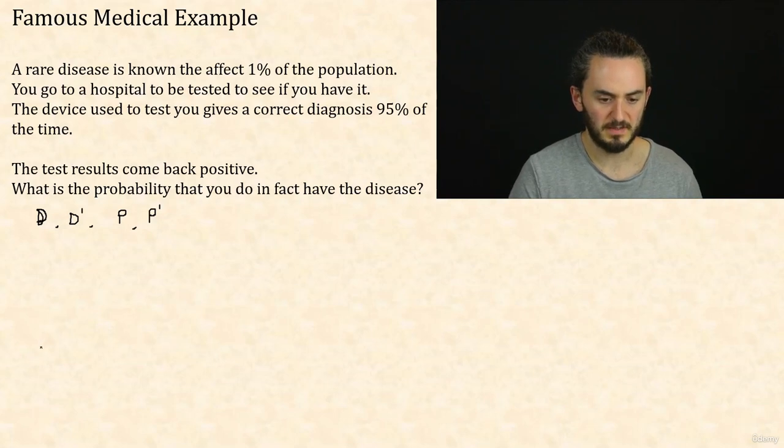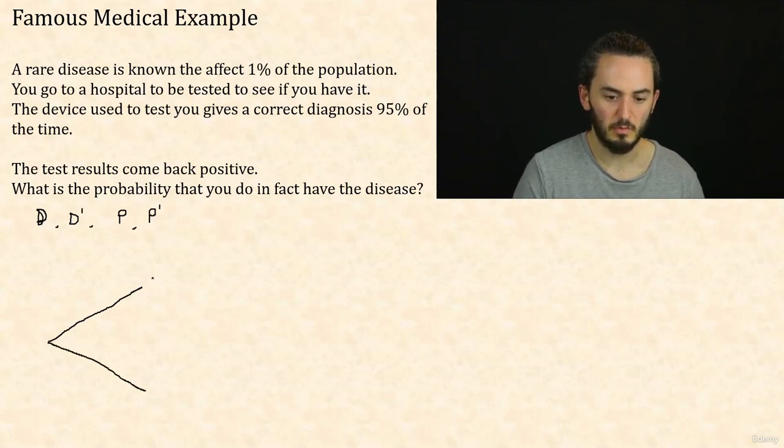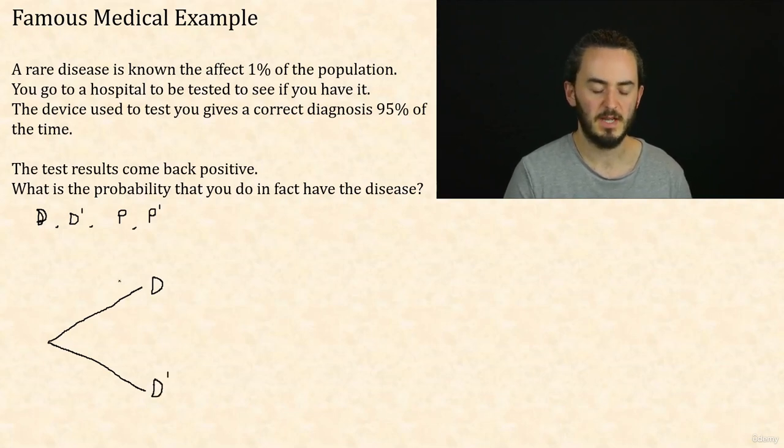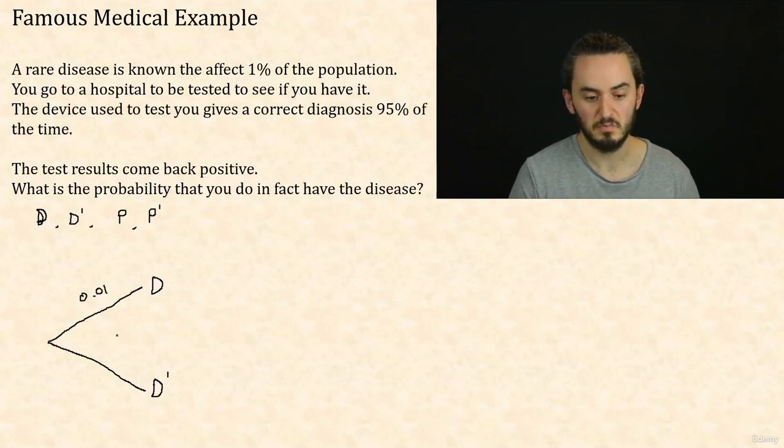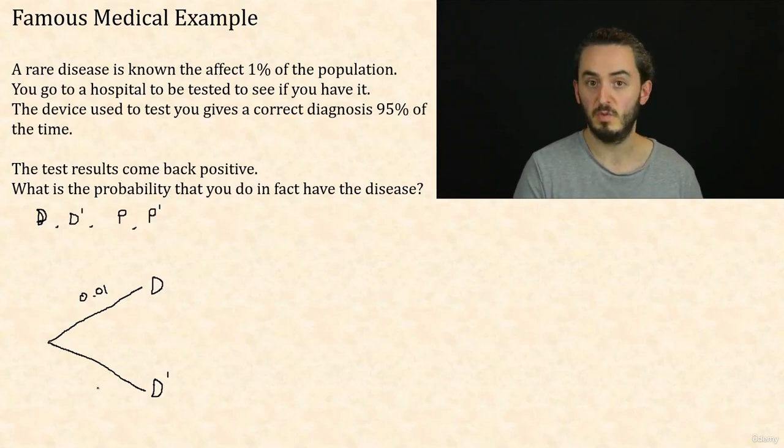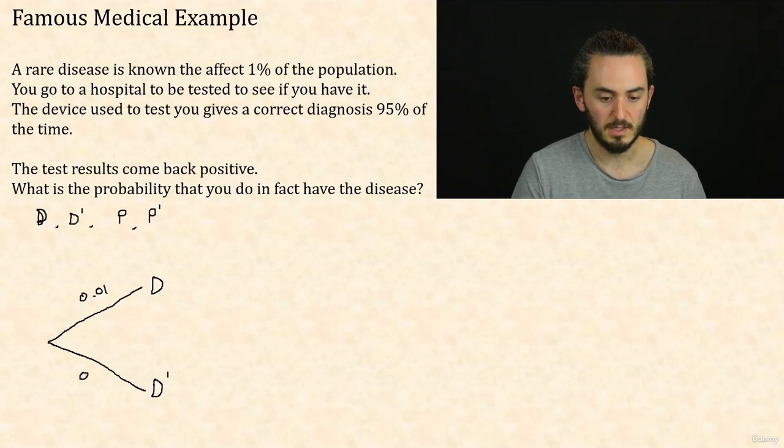So can we draw a tree diagram to represent this? Well, the kind of independent starting point would be whether you have the disease or not. You either have the disease or you don't. We don't know which yet. So we know that in the general population, 1% of the population have it. So there is a 0.01 chance that you have the disease before you have the test, right? So that's just as you walk into the clinic, you know there's a 1% chance you have it. And therefore there is a 99% chance that you don't have it.